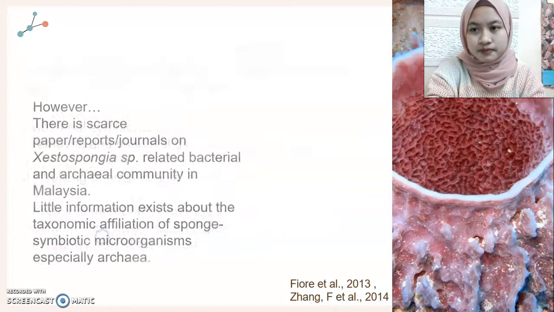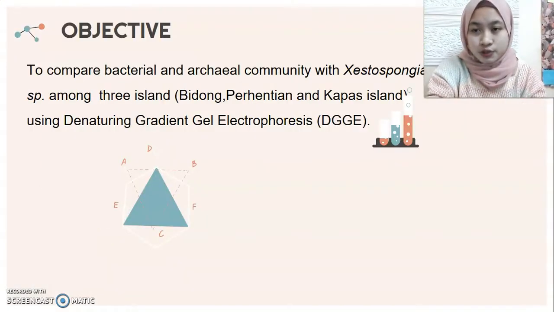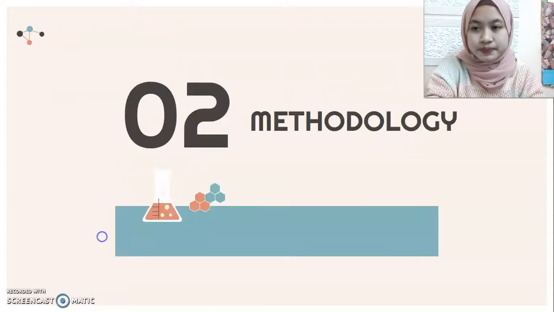However, there are scarce reports in journals on Xestospongia species-related bacterial and archaeal communities in Malaysia. Little information exists about the taxonomic affiliation of sponge symbiotic microorganisms, especially archaea. So the objective of my study is to compare bacteria and archaea communities of Xestospongia species among 3 islands, Bidong, Perhentian, and Kapas Island, by using denaturing gradient gel electrophoresis, or DGGE.